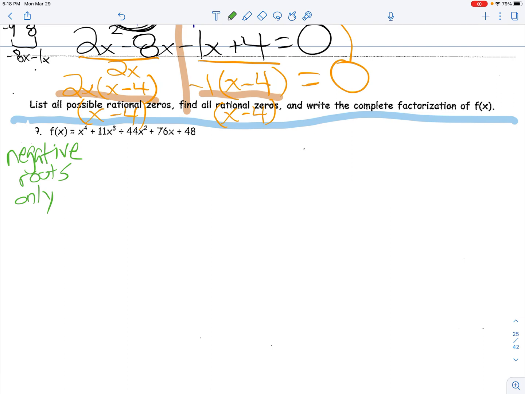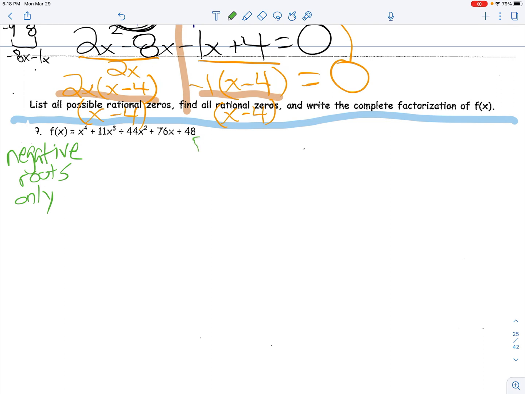Right? And I was talking about this last time. You can't get a positive number here, put it in for x with all of these terms being positive, and have it come out to 0. The only way to get that to happen is with negative numbers to put in for x.